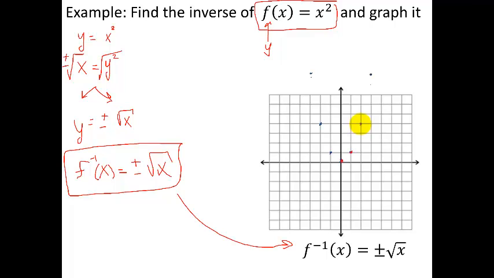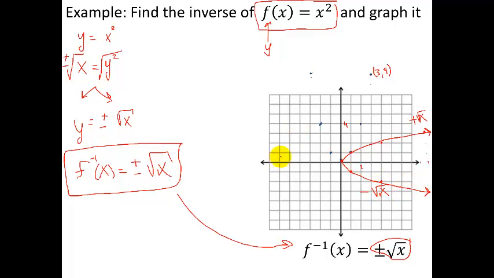This one, though, is 2, 4. This was over 2, up 4. So if you swap those, instead you're going to go over 4, up 2. This one here was 3, 9. If you swap those, you're going to go over 9, and then up 3. So here, you can see that we're building this in. And then the negative side, -1 up 1 is going to become down 1 over 1. -2 up 4 is going to become over 4 down 2. And -3, 9 is going to become over 9 down 3. So when we exchange all of these points, we end up with 2 halves. And now you can see positive square root of x is this part up here, and negative square root of x is this part down here.